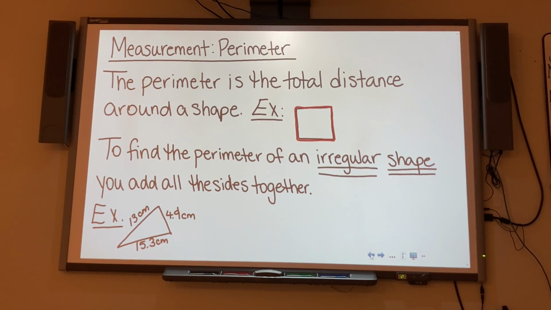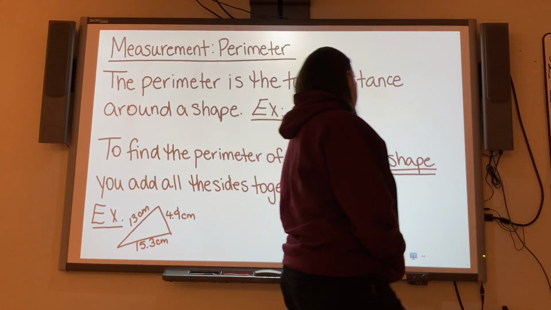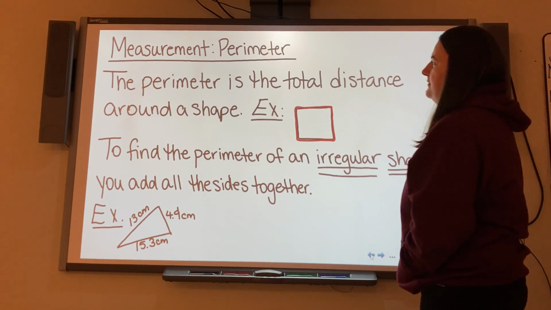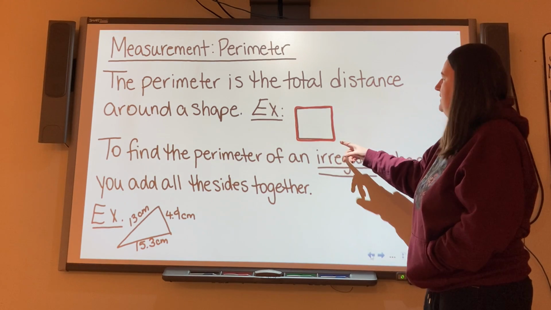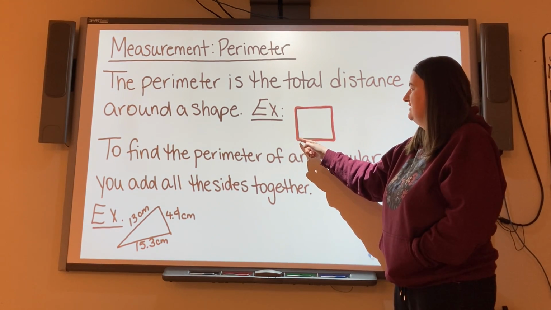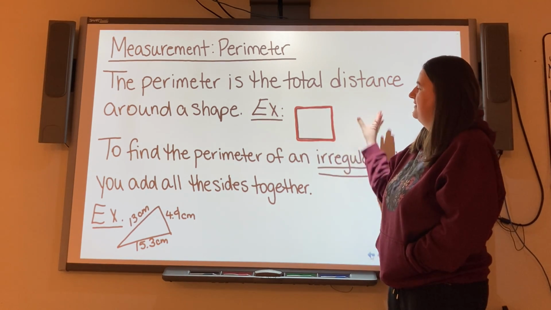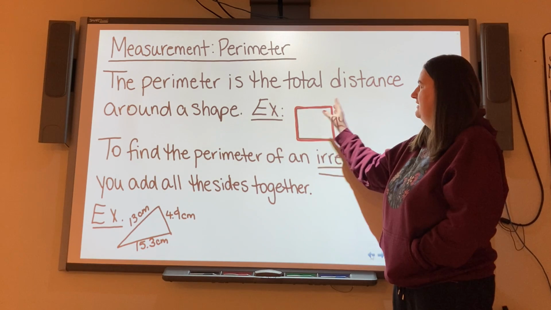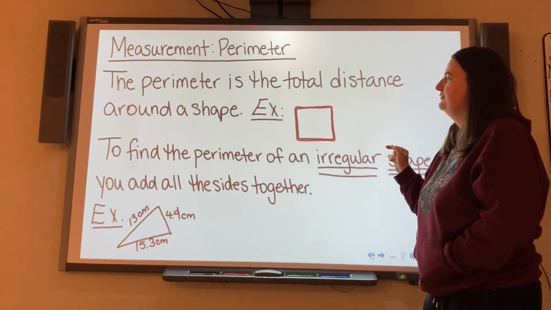All right, so this week we're learning about perimeter, and today we're going to learn about perimeter of irregular shapes. So what does that mean? The perimeter is the total distance around a shape. So here's a square, and you would measure just the distance around the square. Not the stuff inside, not the stuff outside, just the edges of the square.